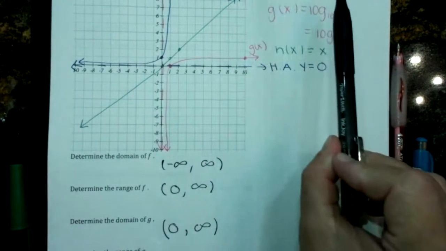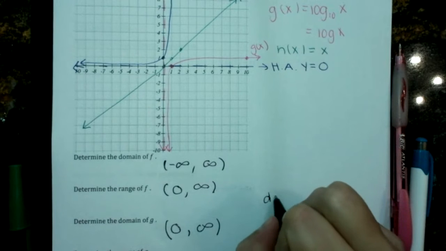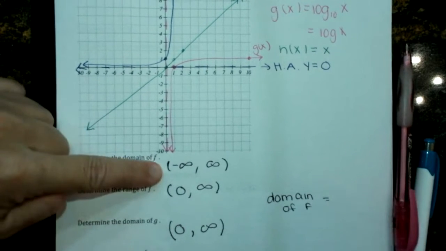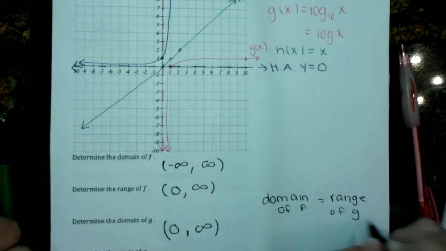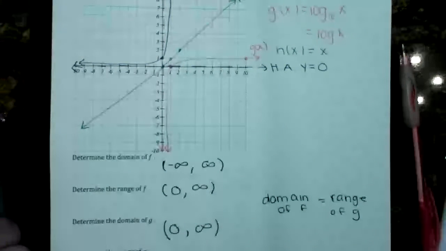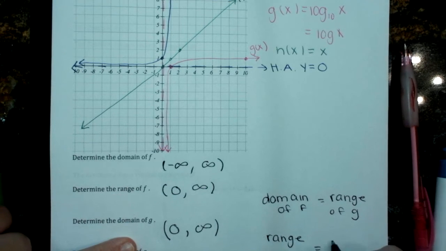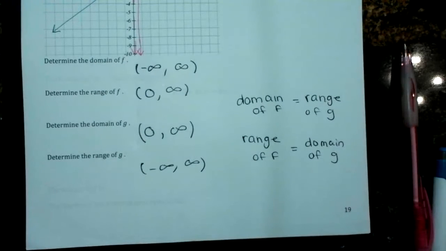So what do you recall about the relationship between the domain and range of inverses? Remember, the domain of f, negative infinity to positive infinity, is the same thing as the range of g, because x and y are flipped. Likewise, the range of f is going to be the same as the domain of g. We swapped x and y, that means we're going to swap our domain and range. Ta-da! Done with page 19.